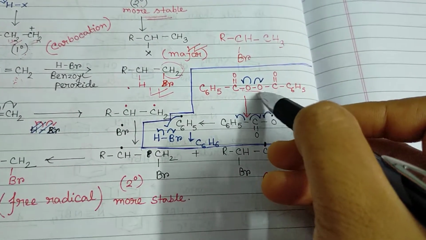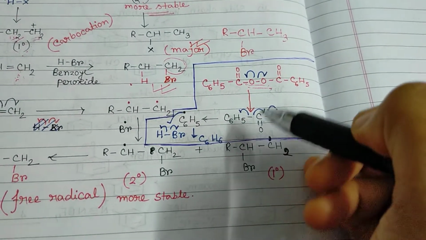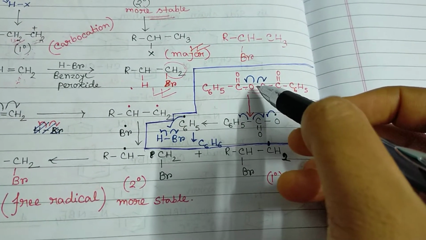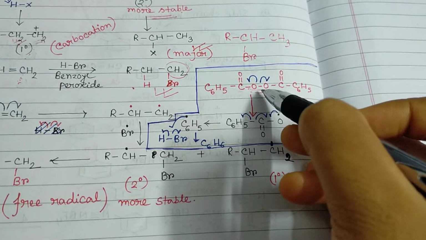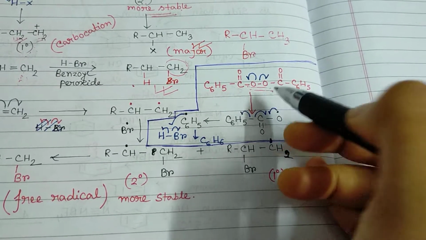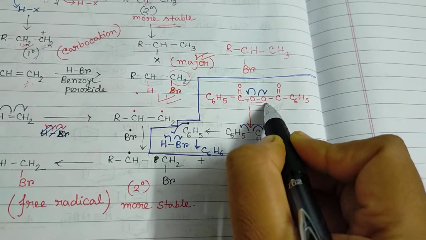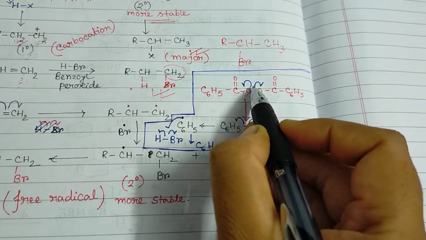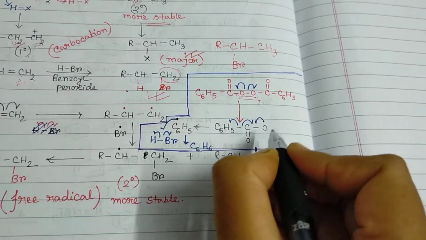We know that this oxygen-oxygen single bond is known as the peroxo bond, and this peroxo bond is not so stable. So this peroxide bond will undergo homolytic cleavage. That means the single-bonded electron present in this bond will be taken up by this oxygen and this oxygen. Both electrons will be shared by these two oxygens, and there will be formation of this free radical.